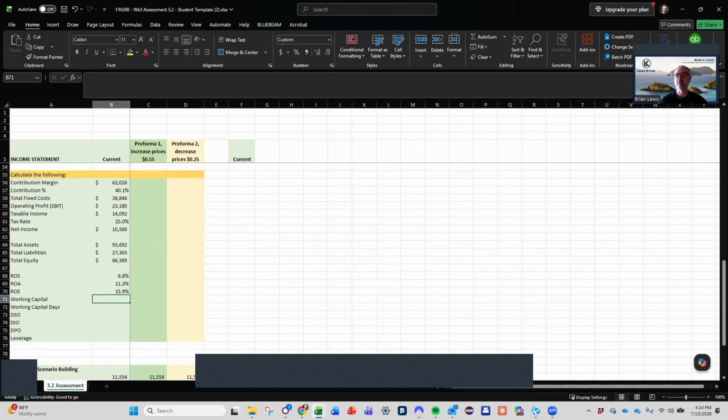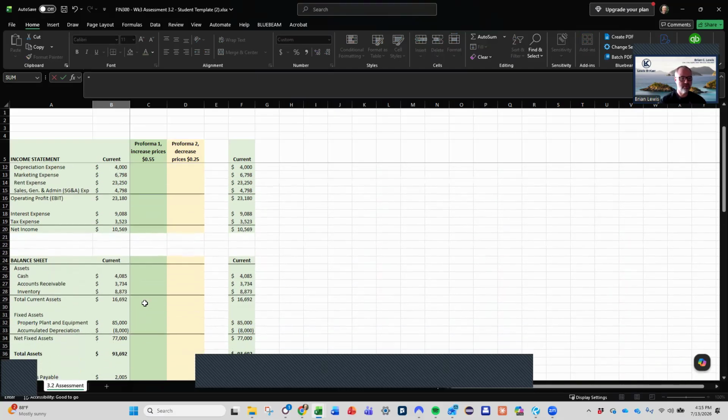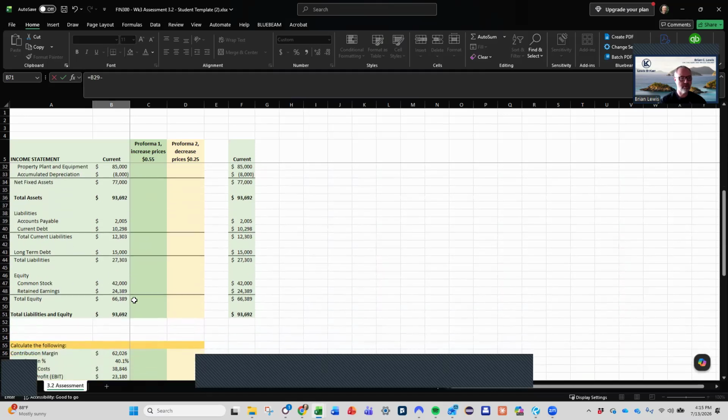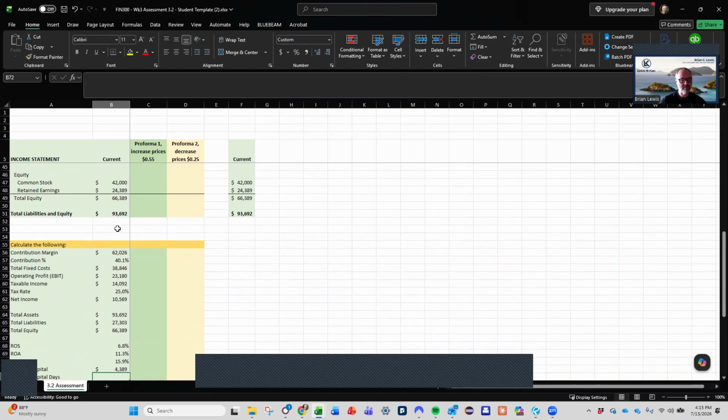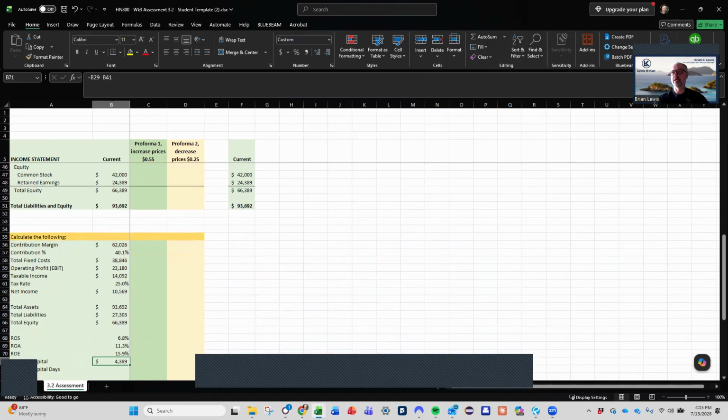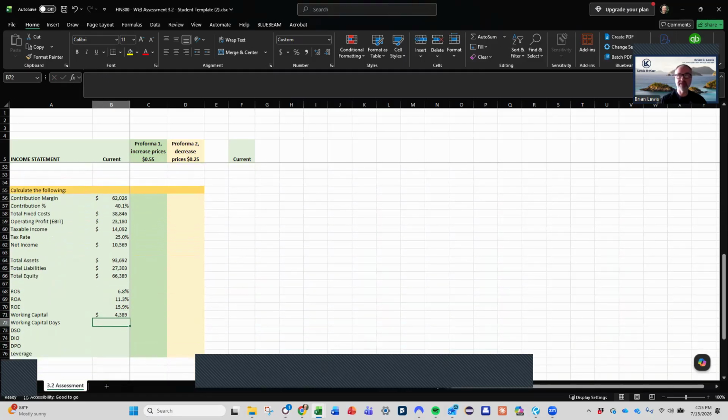Our working capital. Now that's going to typically be the difference between your current assets and your current liabilities. So let's just do equals your current assets minus your current liabilities. That's your working capital. 4,389. So flat.